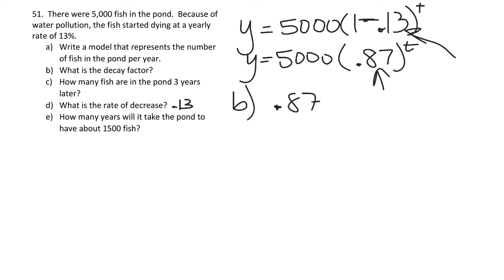Plug it in the calculator, 5,000. I can't see my calculator, it's really dark. Times 0.87 to the 3rd power. And that's C, 3,292.52. So that's our exact number. We should probably round that and say there's about 3,292, because you can't have a half a fish really. How many years will it take for the pond to have about 1,500 fish?